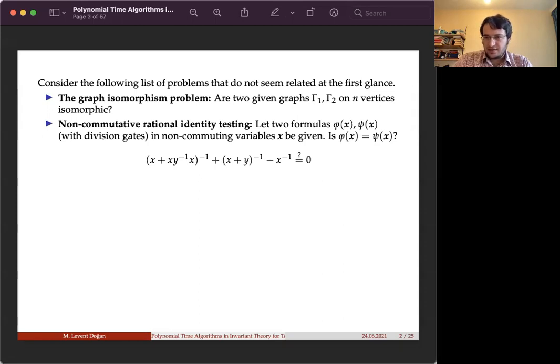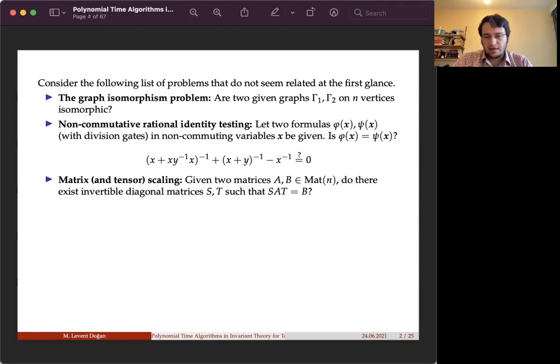The second example is the rational identity testing in non-commuting variables. We are given two formulas with division gates, phi and psi, but the variables of the formulas do not commute. Then we ask whether these two formulas are the same. So this is like the non-commutative analog of polynomial identity testing. As an example, we have this formula over here on the left, which actually equals 0, though it is certainly non-trivial.